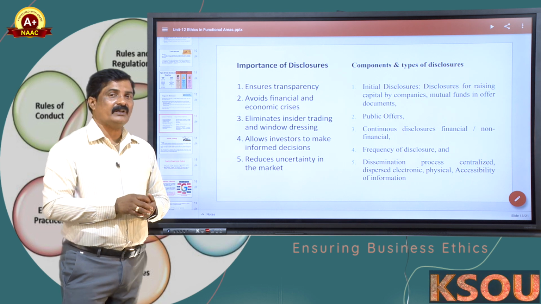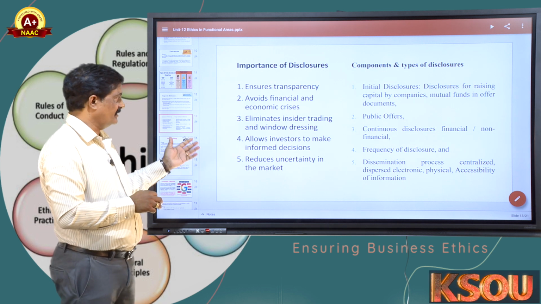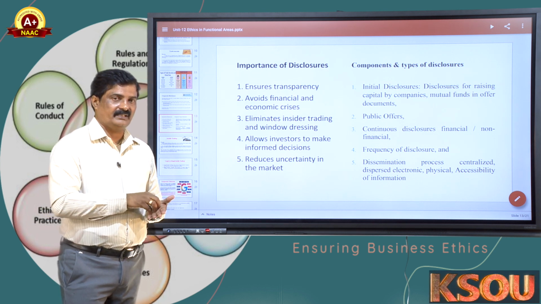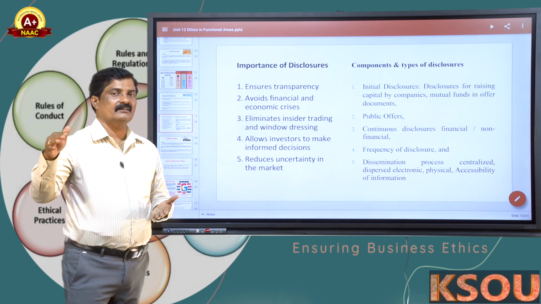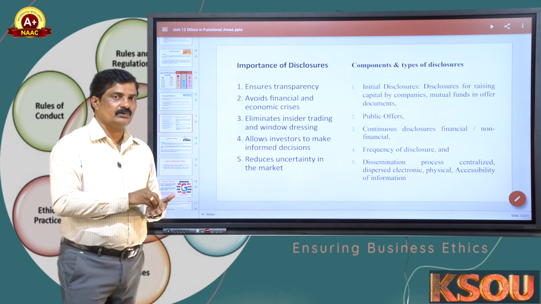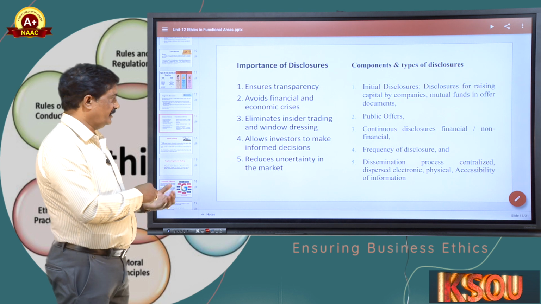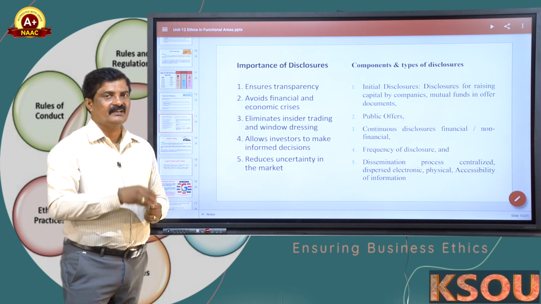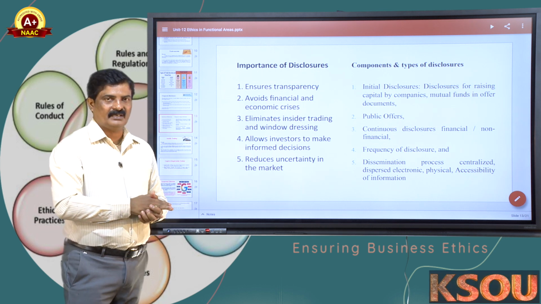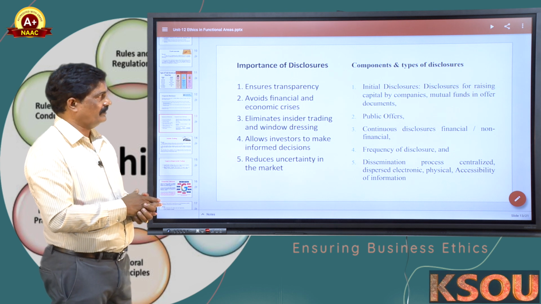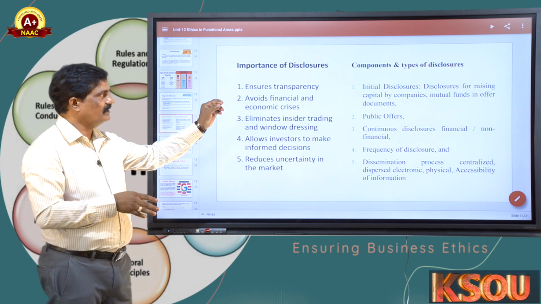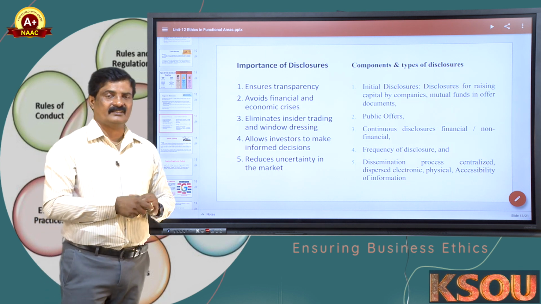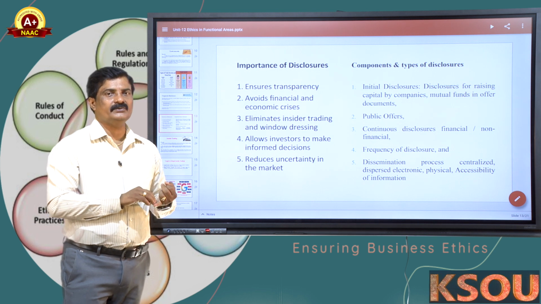Then you have to eliminate insider trading. What is insider trading? Let us understand it now. Then allow investors to make informed decisions. If any investor has invested in your company, including shareholders, debenture holders or preference shareholders, they have a right to know the information of the company, and it reduces uncertainty in the market. If you keep informing the general public, it reduces uncertainty in the market, because all your dealings are well known. There are different types of disclosures: initial disclosure, public offers, continuing disclosures, frequency of disclosures, dissemination process, etc. From the origin itself, time to time, you keep on disclosing.